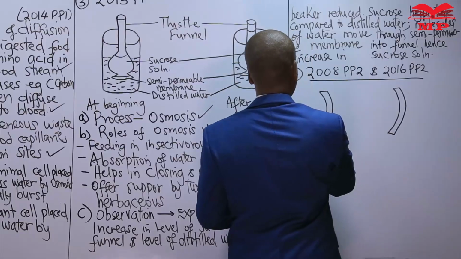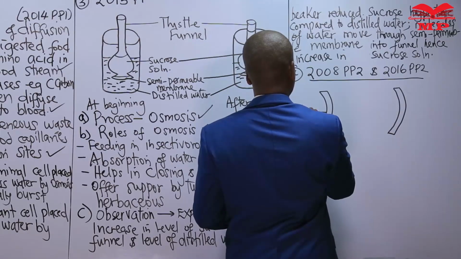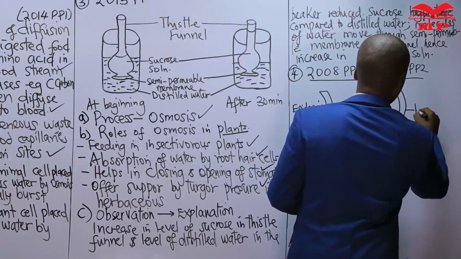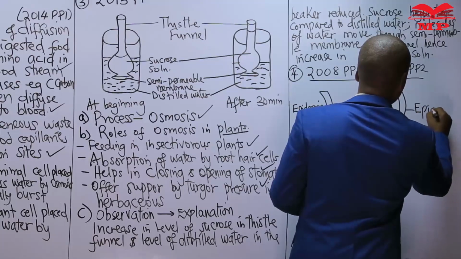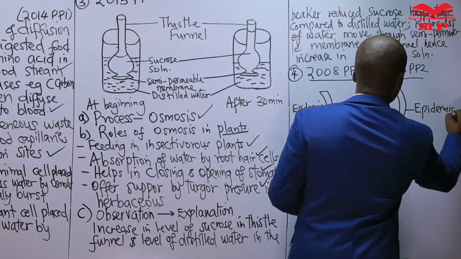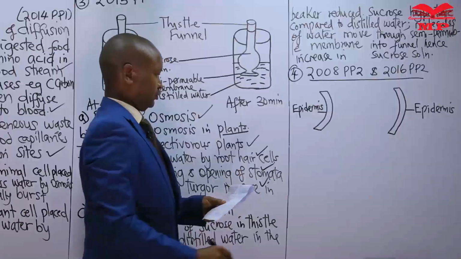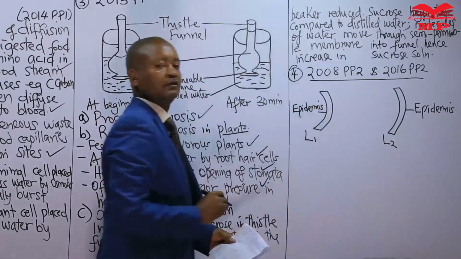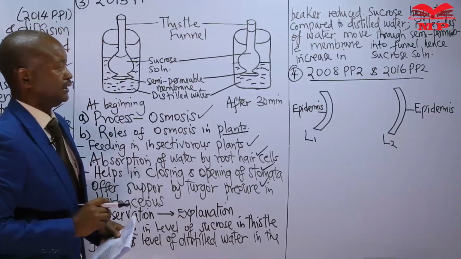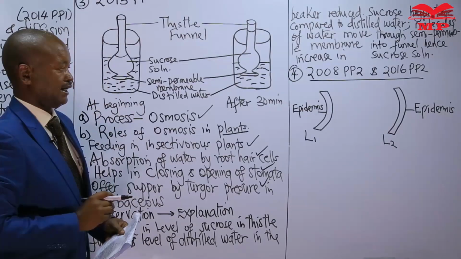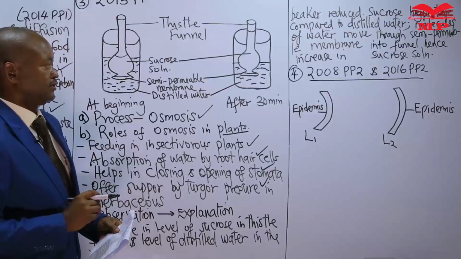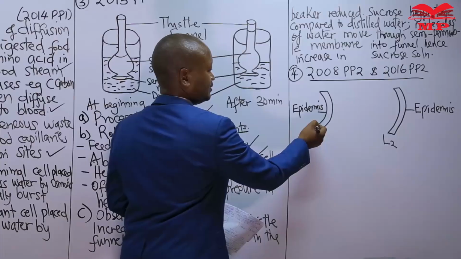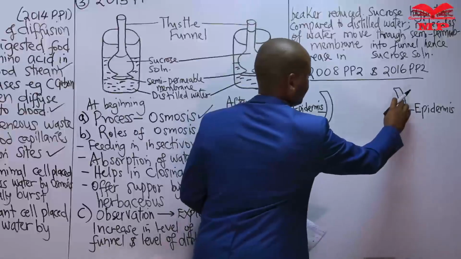So this side is the epidermis. And for the other side, it is the epidermis. So this is labeled L1, and this is labeled L2. Now, these two pieces seem to look alike, but they are different because you can see the epidermis, this side is where there's some curvature, and on the other side, the epidermis is away from the curvature.